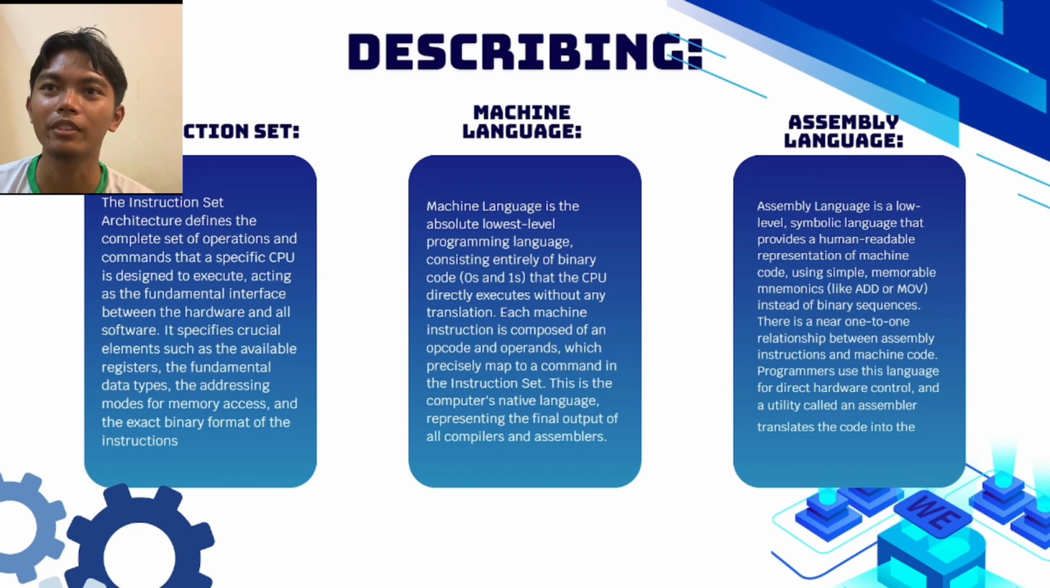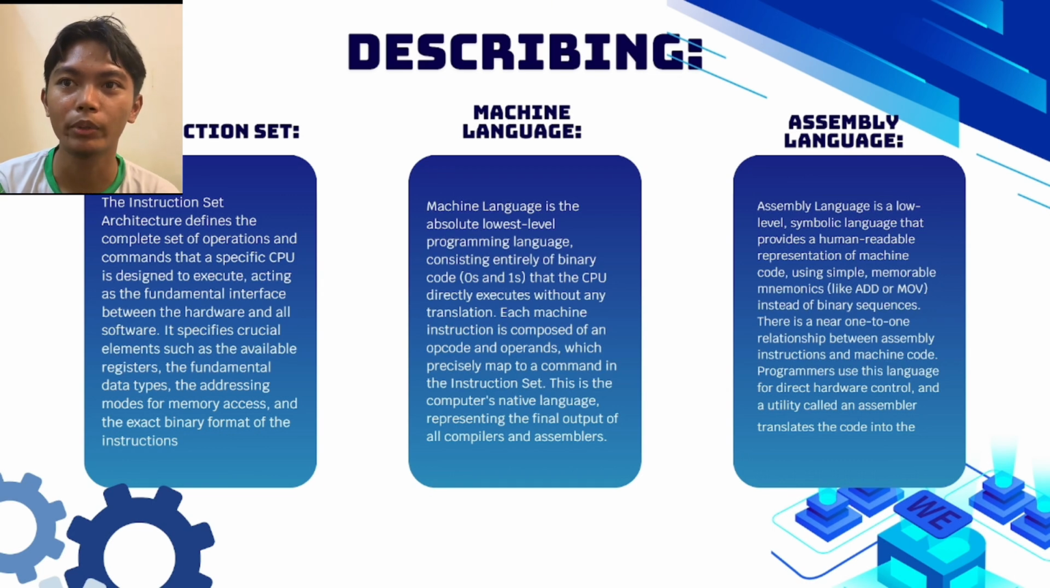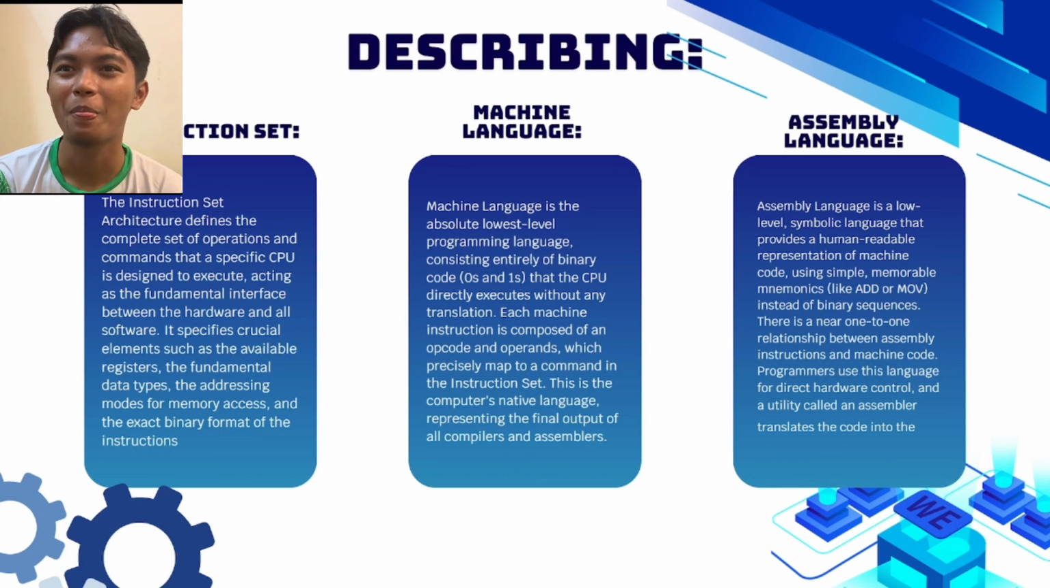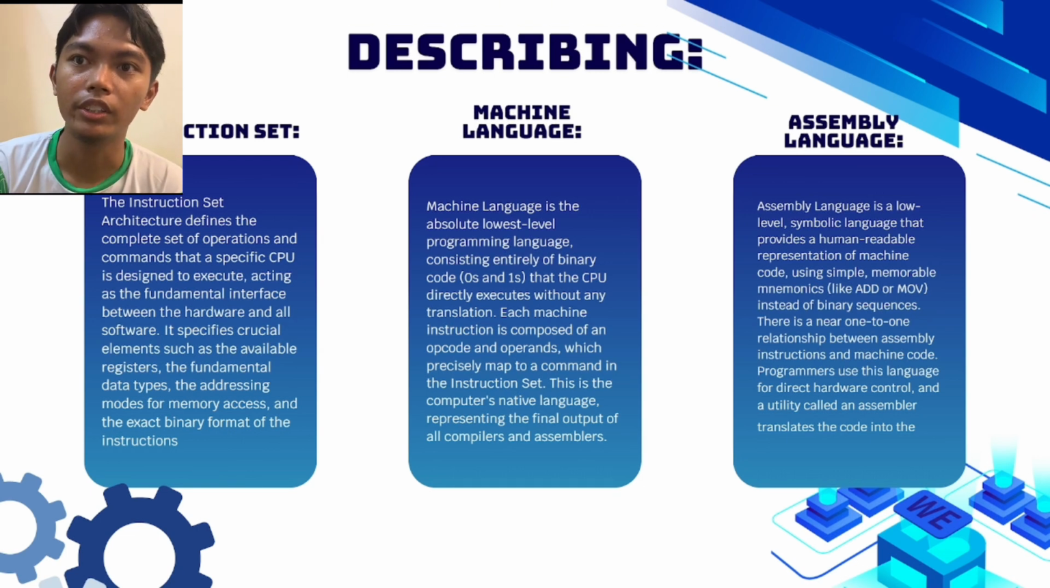Now I will describe about assembly language. Assembly language is a low-level symbolic language that provides a human-readable representation of machine code using simple, memorable mnemonics like ADD or MOVE instead of binary sequences. There is a near one-to-one relationship between assembly instructions and machine code. Programmers use this language for direct hardware control, and a utility called an assembler translates the code into the executable machine language.